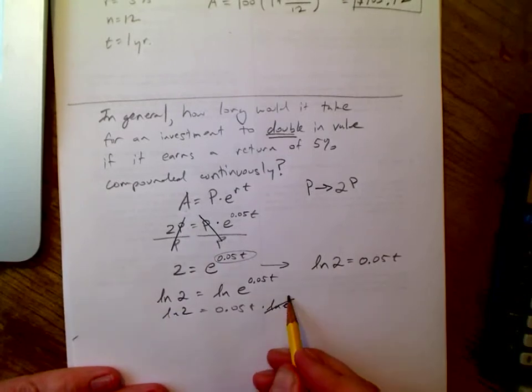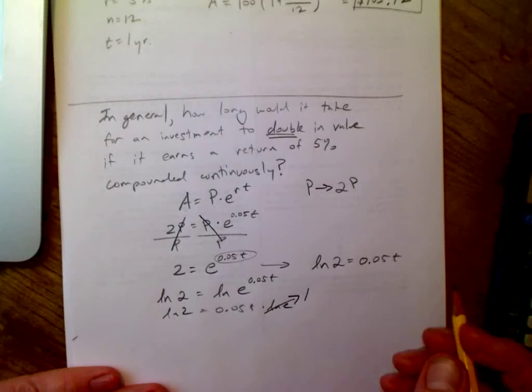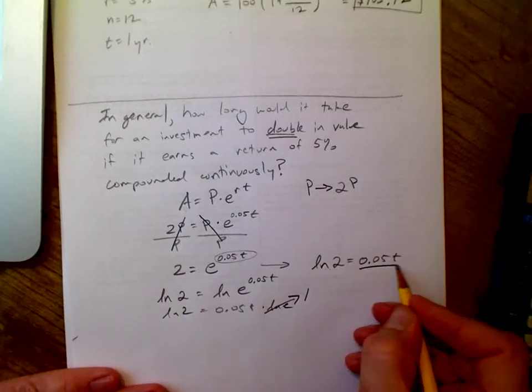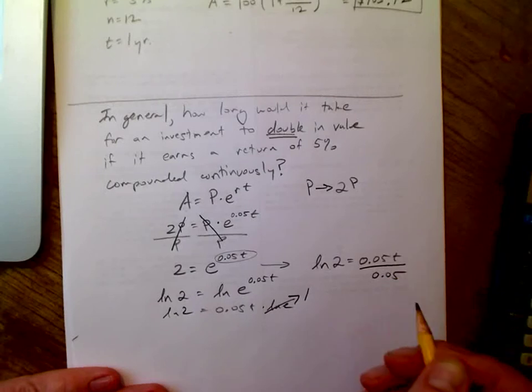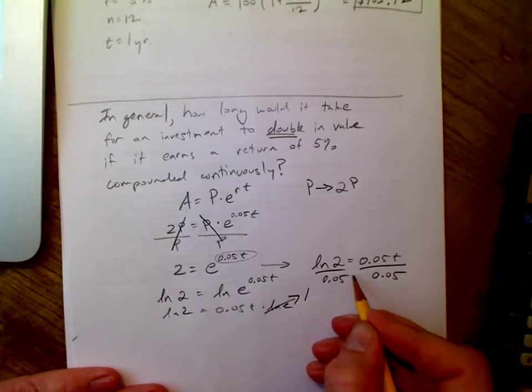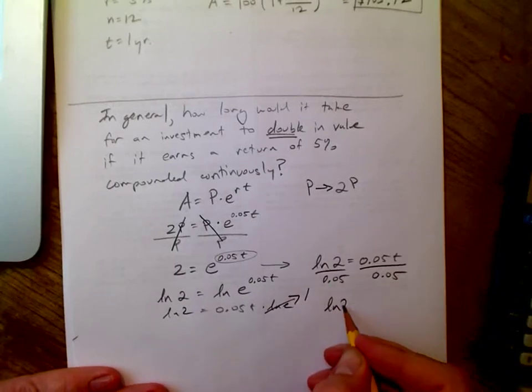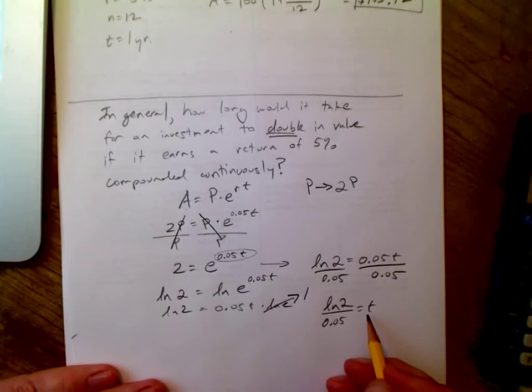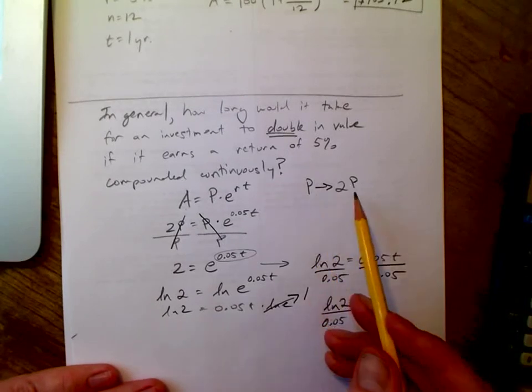And the natural log of e is, of course, 1. So we've got this equation here. The natural log of 2 equals 0.05t. Divided by 0.05, we have the natural log of 2 divided by 0.05 equals t. This is how long it's going to take for the investment to double.